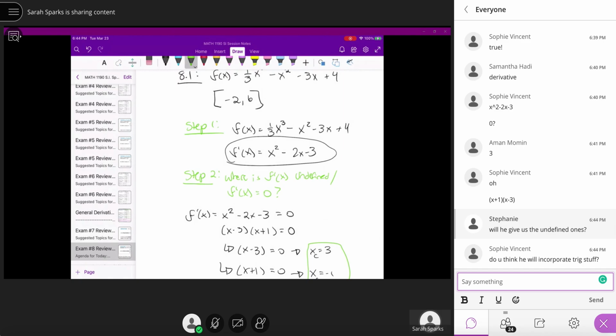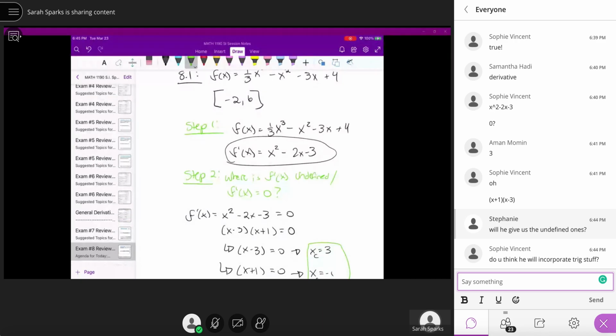Do you think he'll incorporate trig stuff? It's possible. It's always a possibility with Dr. Knowing that he's going to include trig stuff, because realistically, y'all should know your unit circle values. And trust me, you will know them like the back of your hand when you get into Calc 2, because they become kind of a crucial player.